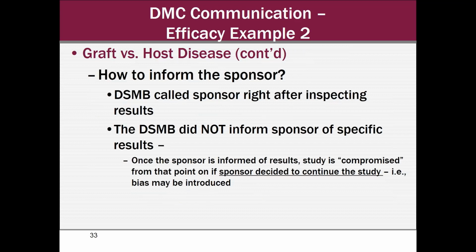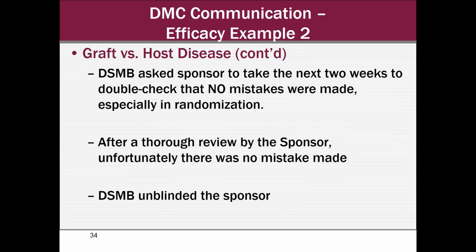So what do you tell the sponsor? The DSMB called the sponsor after inspecting the results and did not say anything directly, but said, can you double check your randomization process? Can you double check the makeup of the treatment kits and things like that? So the sponsor is kind of aware something's wrong, but the DSMB did not tell them results. The sponsor took a couple of weeks to check, and no mistakes seemed to be made in anything, especially in the randomization. And so at that point, the DSMC said, okay, this is what we're seeing.